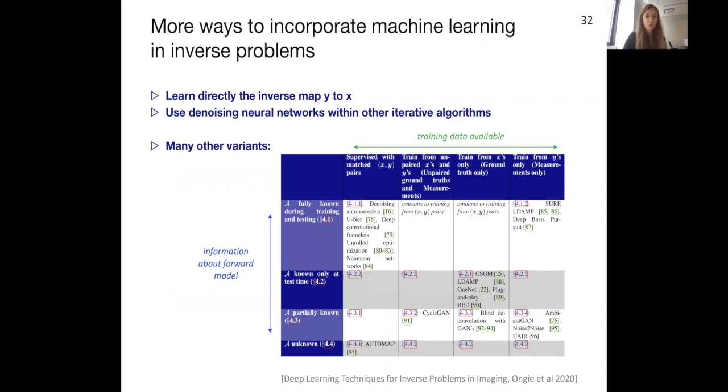And if you are interested, you should check this review, Deep Learning Techniques for Inverse Problems in Imaging, where, for example, you can see that depending on the information you have about the forward model or the training data that is available, you have a lot of different things that one can do.